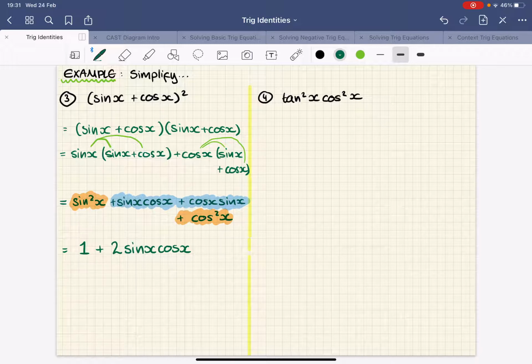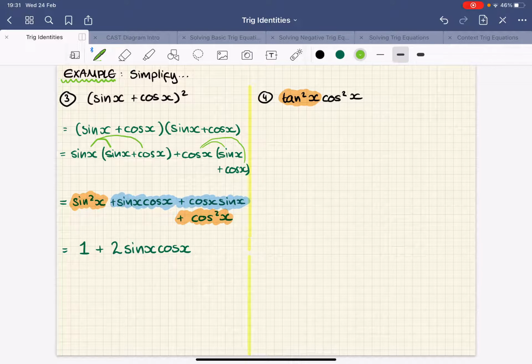Okay, question 4. One thing that could throw people off a bit with question 4 is the fact that we've got this cos squared x here. Some of you might at first think, oh, it's going to be my sine squared x plus cos squared x. It's not going to be exactly that. The thing you want to always focus on first is a tan. If there's a tan, try the tan identity.